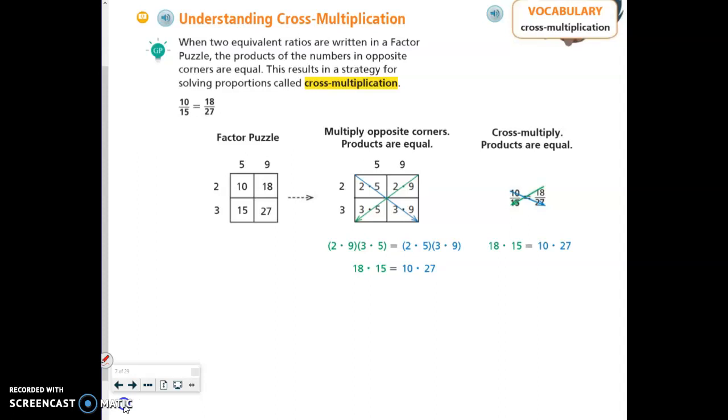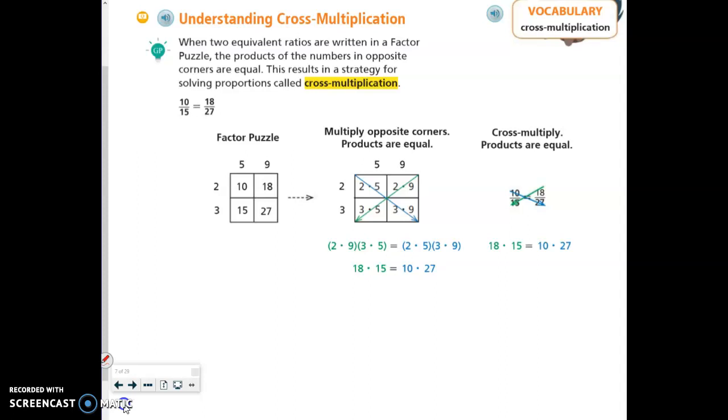We again are building off some prior knowledge. Our learning target for today is to learn a new skill called cross multiplication, or how we can use cross multiplication to help us solve proportion problems. We're also going to connect this strategy to something we already know how to do, and that is solving factor puzzles. You should see a lot of familiar things on this page, and this first screen is simply telling us why this process works, taking it from factor puzzles to our cross multiplication method.